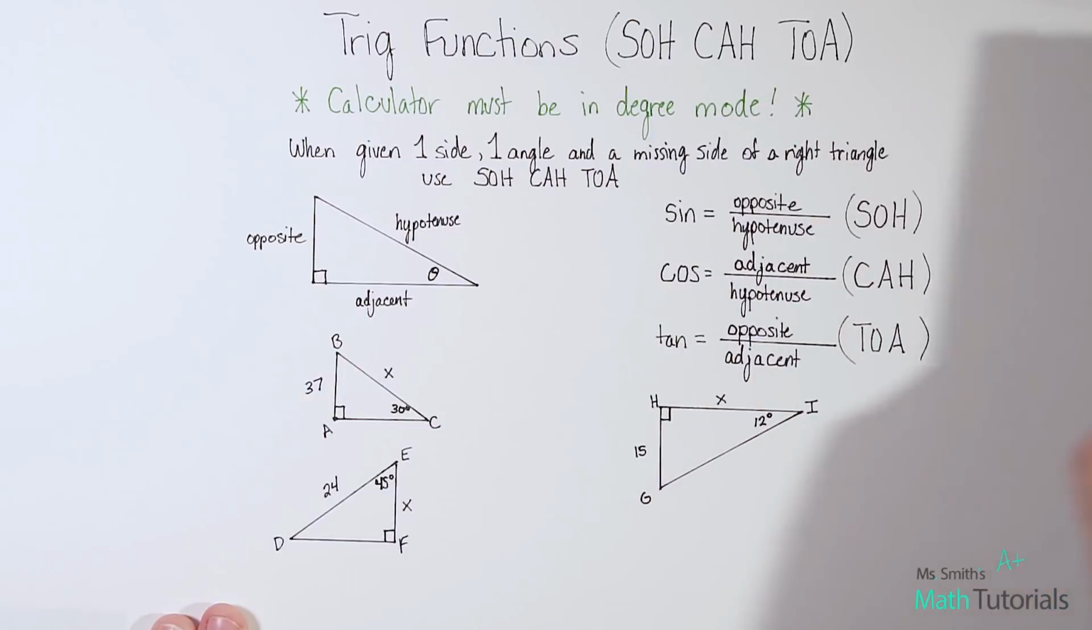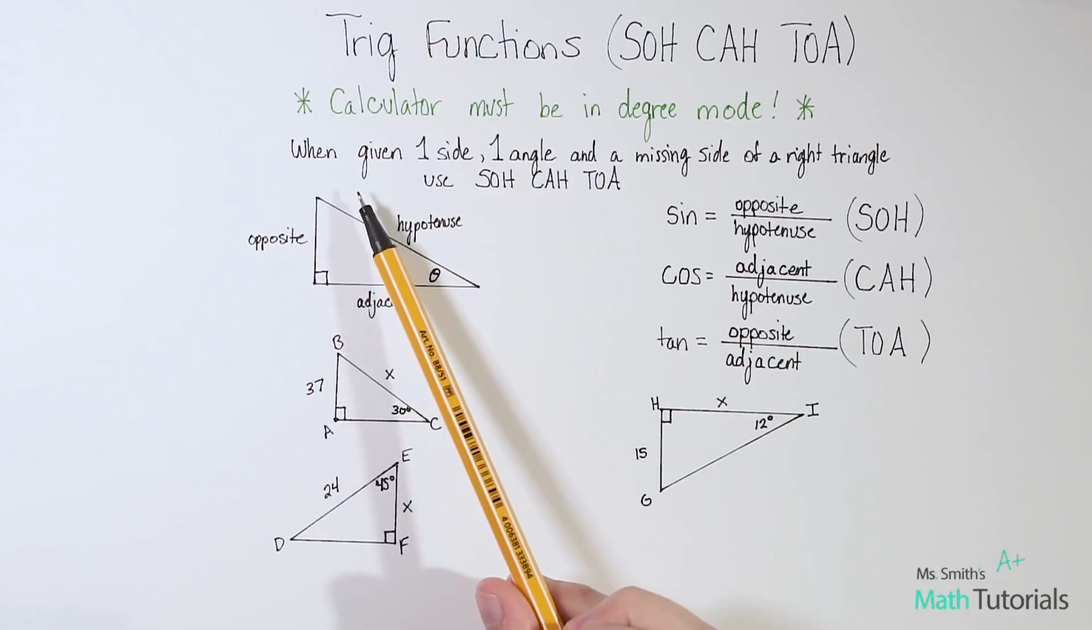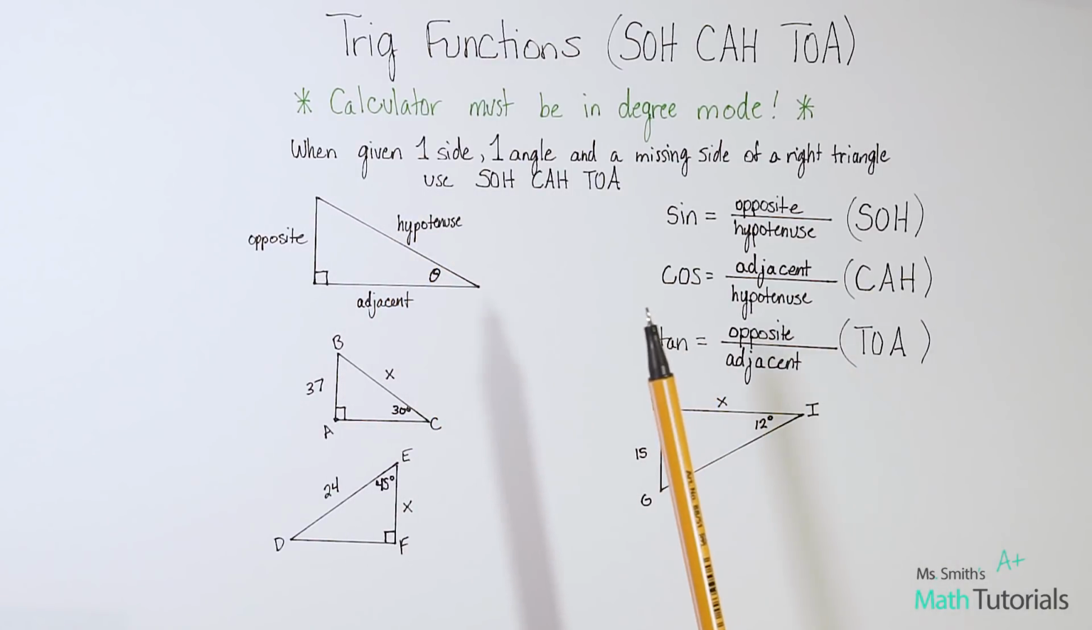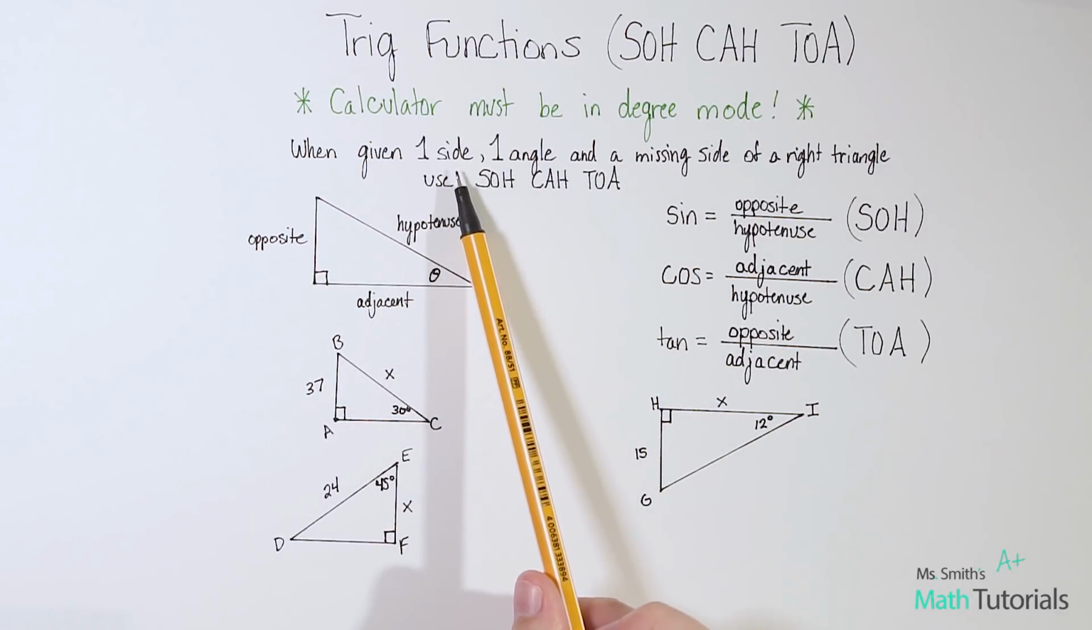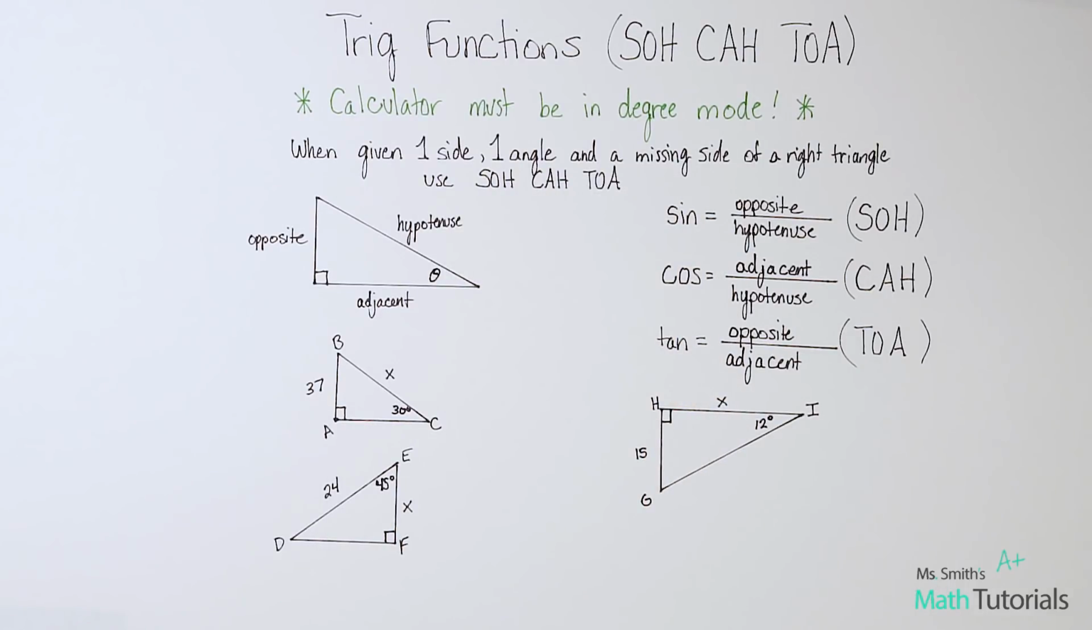Okay, so now that we've got that established and taken care of, it'll be ready for me when I need it. So SOHCAHTOA. We use it with triangles, right triangles specifically. When given one side, one angle, and we're looking for another side, that's when we use SOHCAHTOA. So again, it's got to be a right triangle, and you have to be given at least one side and at least one angle.